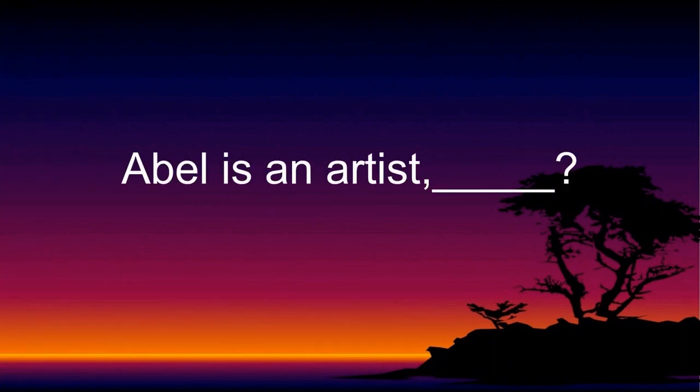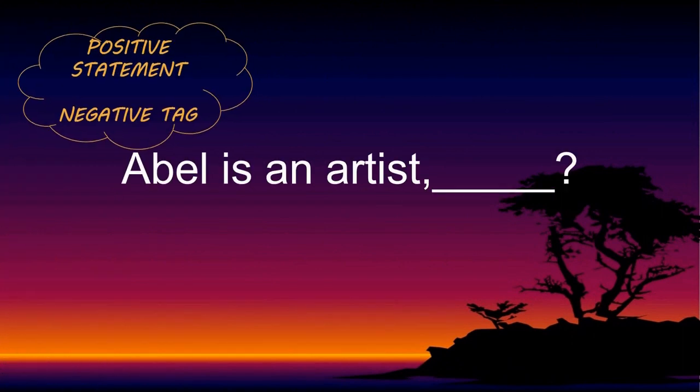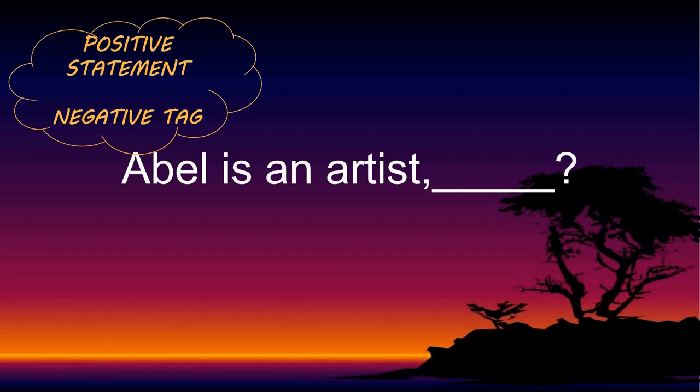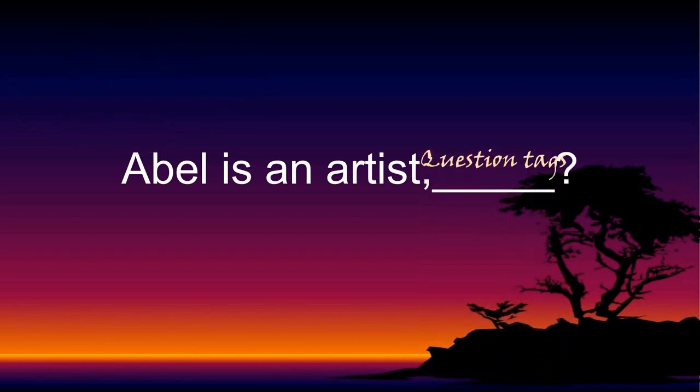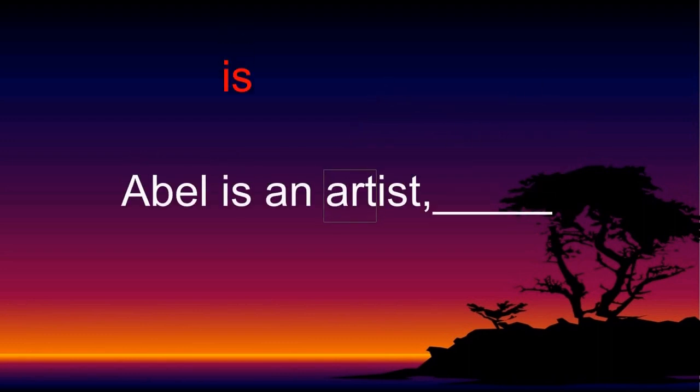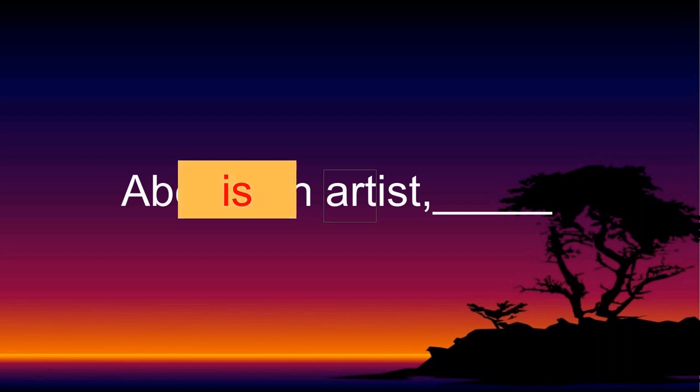First example, Abel is an artist. As we can see, this is a positive statement. So, the tag should be negative. A question tag begins with the verb in the sentence, and it ends with a pronoun that replaces the noun or subject in the sentence. Here in Abel is an artist, is is the verb. So we take it to the tag.